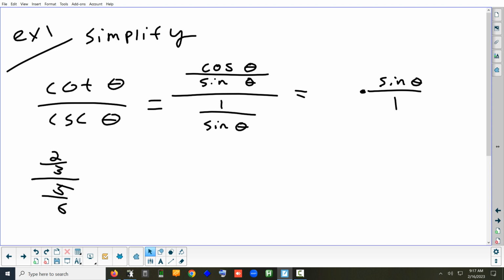I'm not sure what I want to put here. Oh, you would put the cosine theta over sine theta. Right. Keep the top the same. You change the problem to multiplication, and you flip the one that's in the bottom. And now, when you multiply, what did you say is going to happen? You cross cancel the sine thing. Yeah. Whenever you're multiplying, not when you're adding or subtracting, but whenever you're multiplying, if you have the same thing in the top and in the bottom of a fraction, you can cancel it out. So what am I left with?